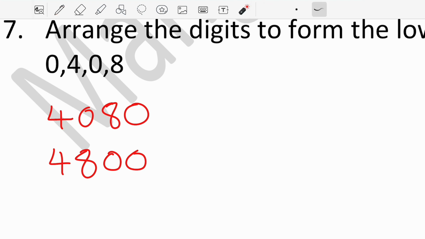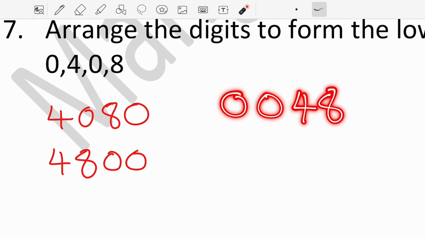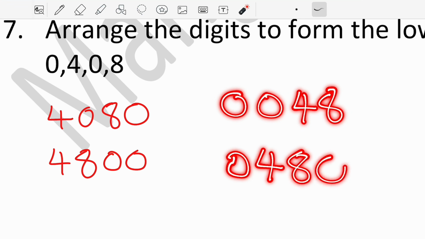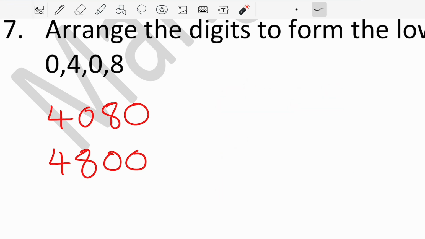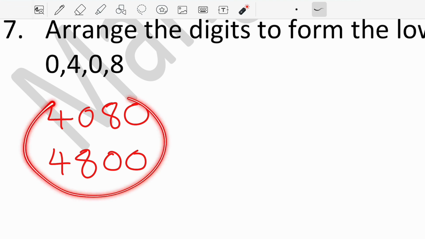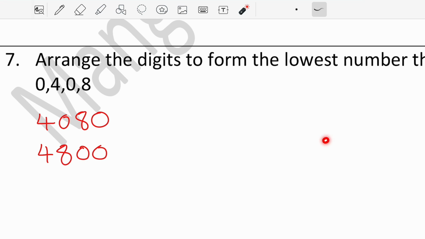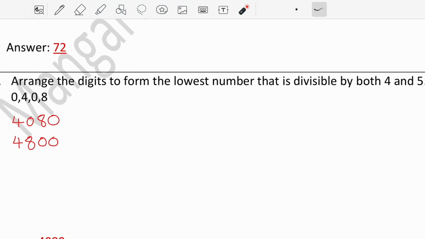Now some students may put 0048 or 0480. We will give this one as correct, but we really didn't want the number to start with a 0. Right, but since that wasn't specified, if you have 480, we will give you it correct. Alright, so the answer we are looking for is one of these two. Now, how do we know if a number is divisible by 4?